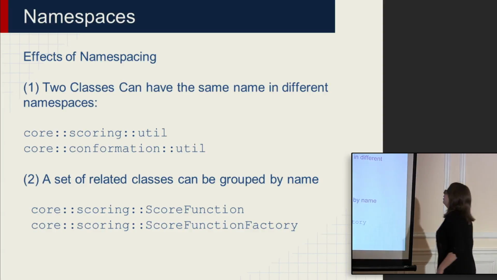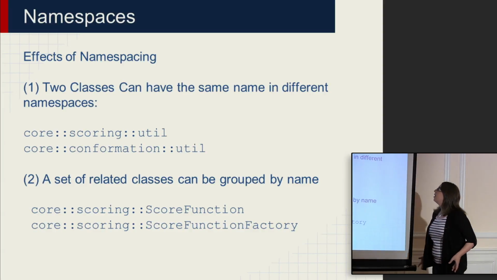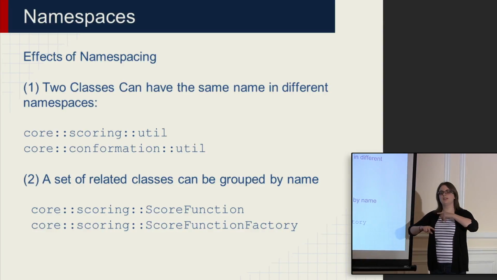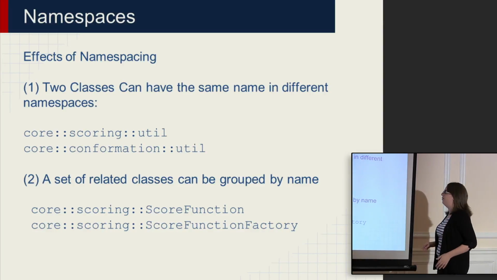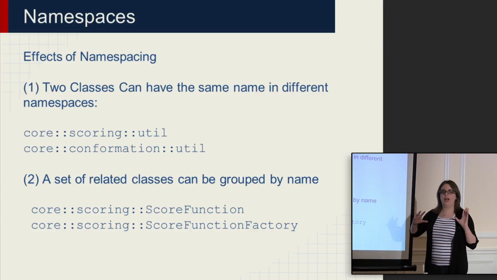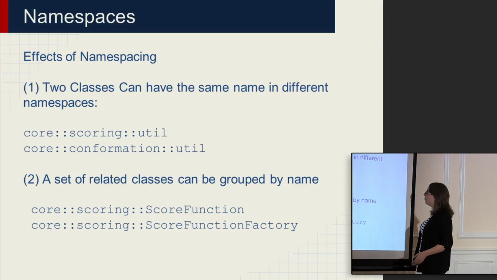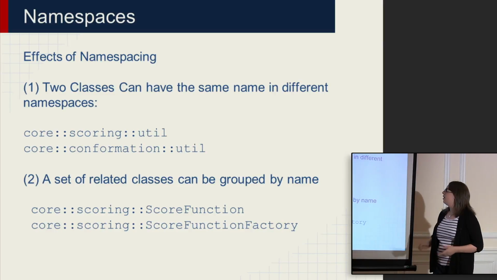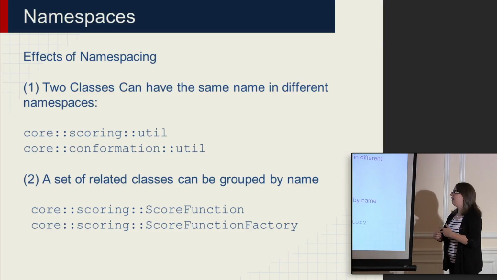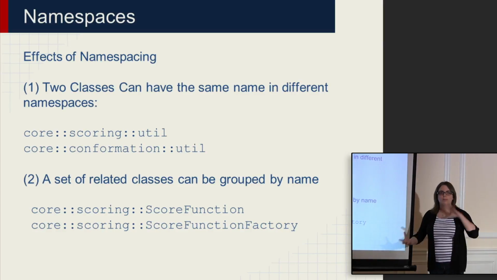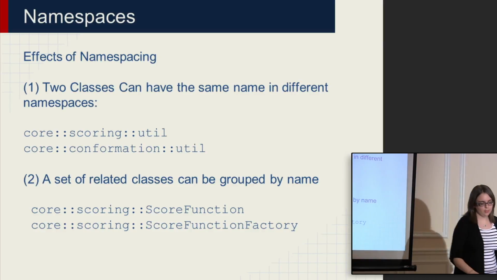And so namespacing has some benefits. You can have two classes that live in different namespaces, and you won't get collisions or confusion. A lot of namespaces in Rosetta have a util class that tends to show up a lot. And then another effect is that a set of related classes can be grouped by name. So things like ScoreFunction factory will all be grouped together.